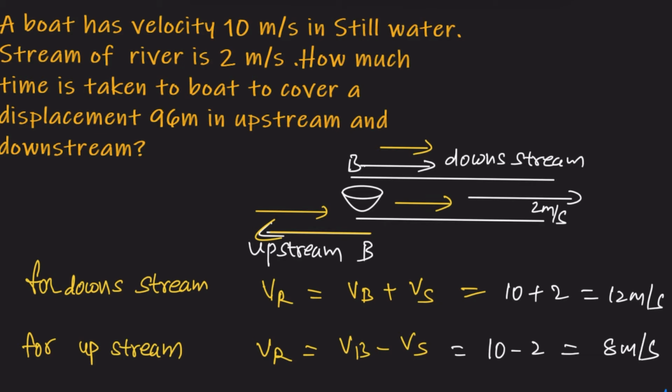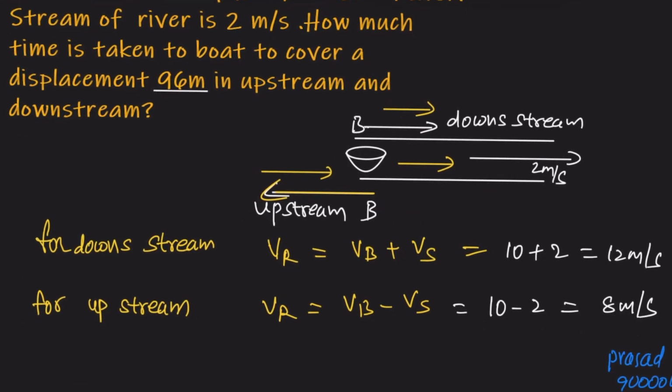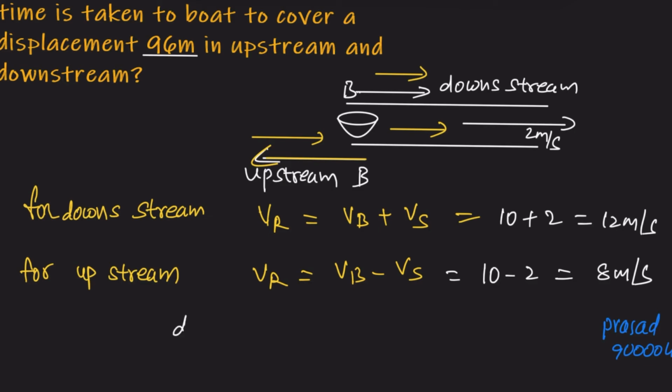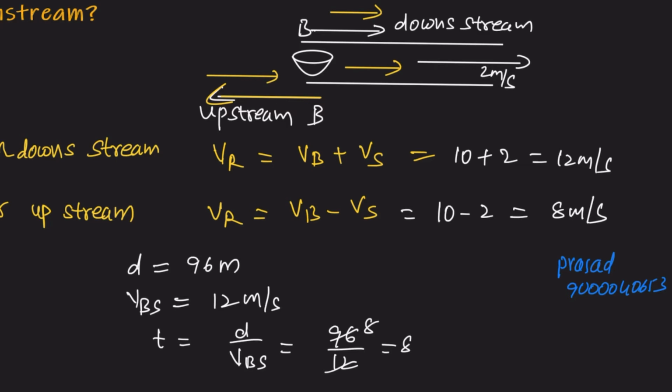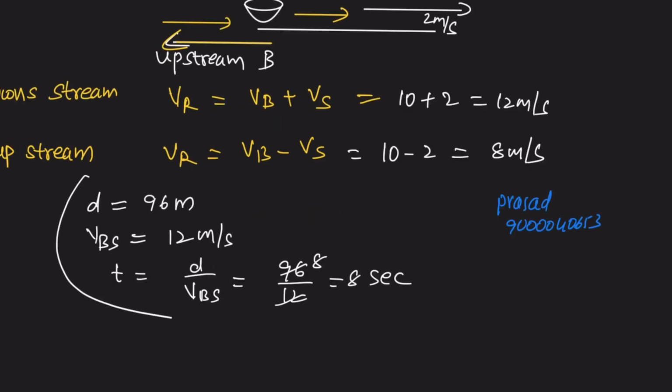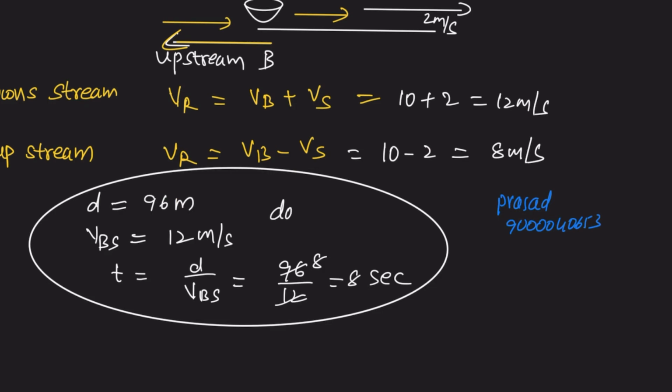Now come to the question. It covers a displacement of 96 meters downstream. So what is the displacement? That is equal to 96 meters. The velocity of the boat with the stream is 12 meters per second. So what is the time? Time is equal to distance by velocity of the boat with the stream, that is 96 by 12. So the answer is 12 8s are 96. So this is 8 seconds. So this is downstream.